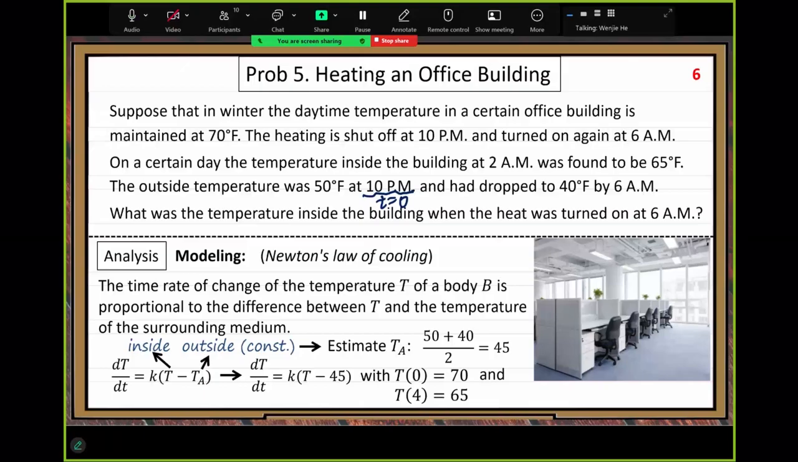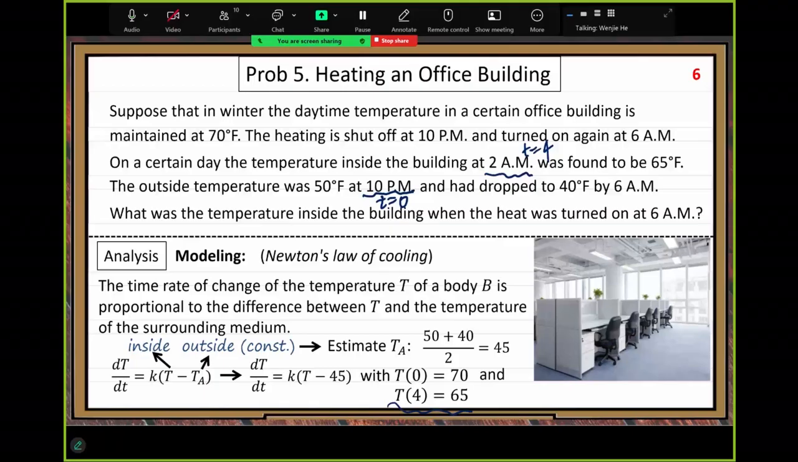So we calculate our time with 10 p.m. as our starting point. If 10 p.m. is 0, then 2 a.m. is after 4 hours. If you count from 10, after 4 hours you get 2 a.m. So at this point, t equals 4. That's why T of 4 is the office temperature.